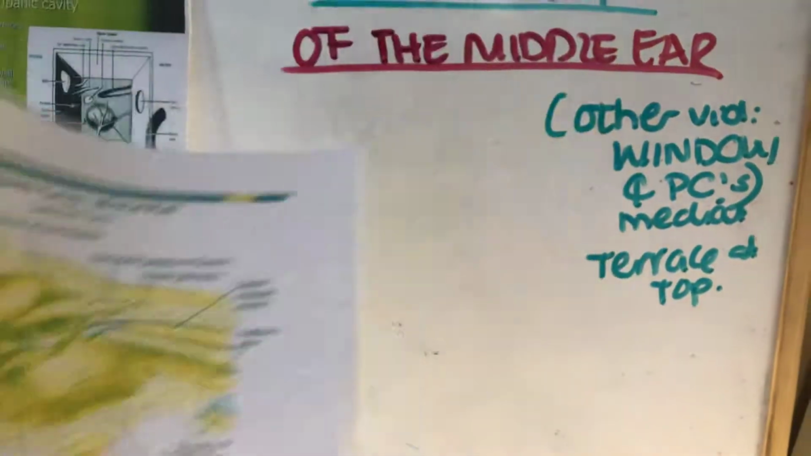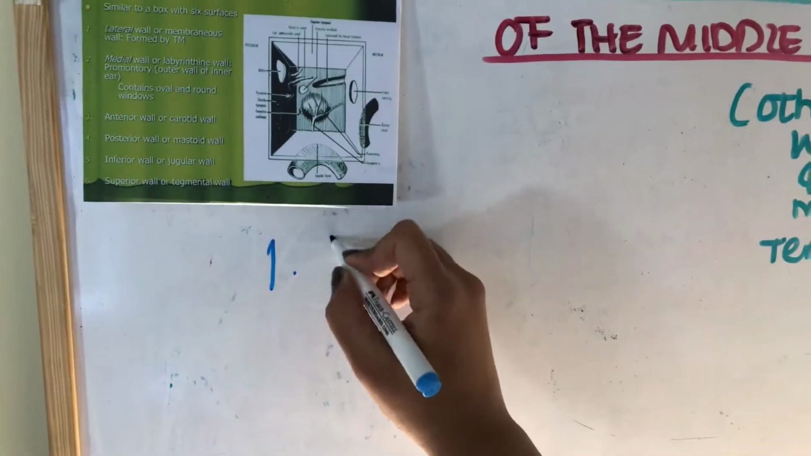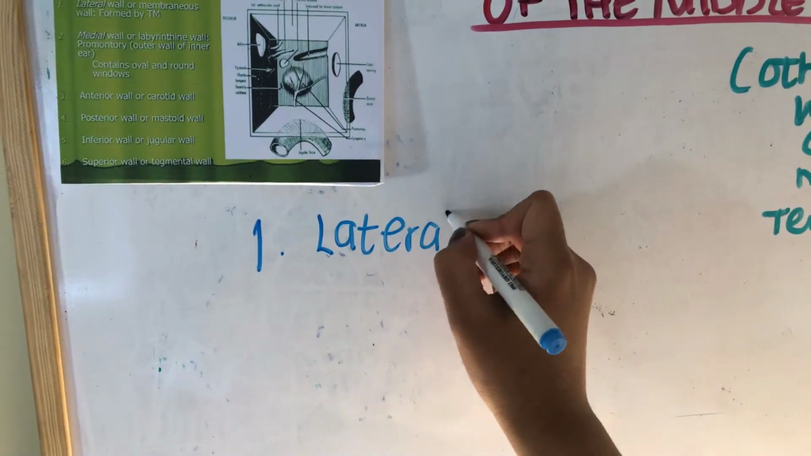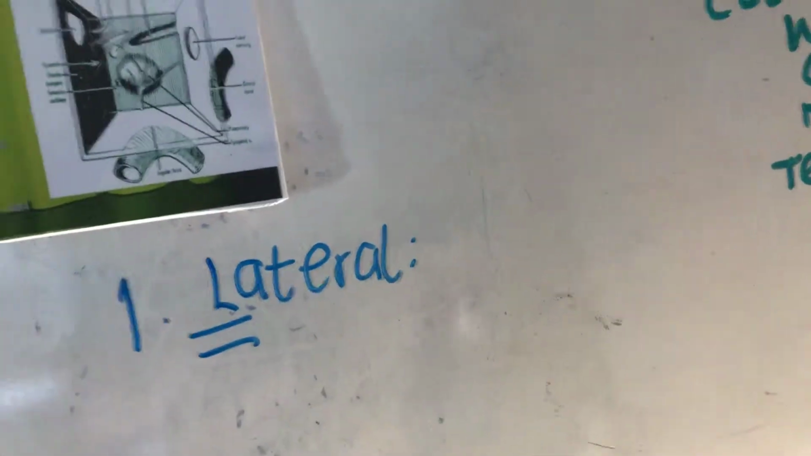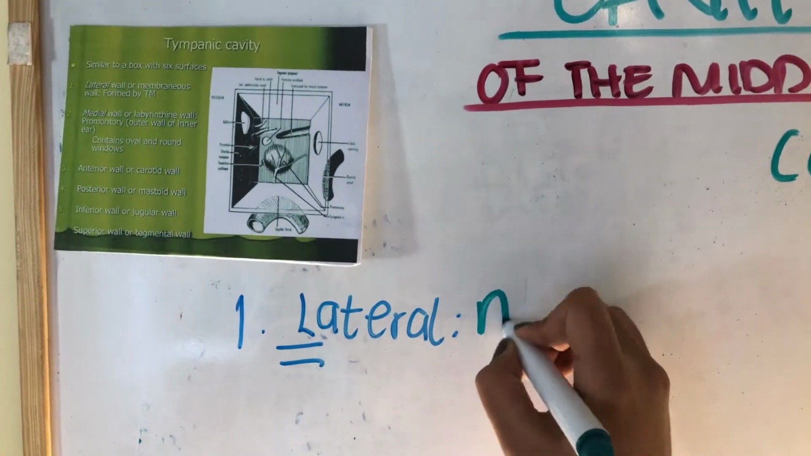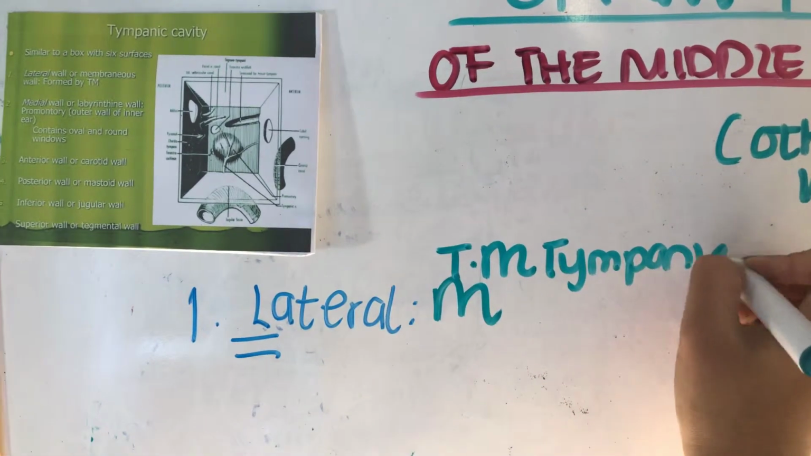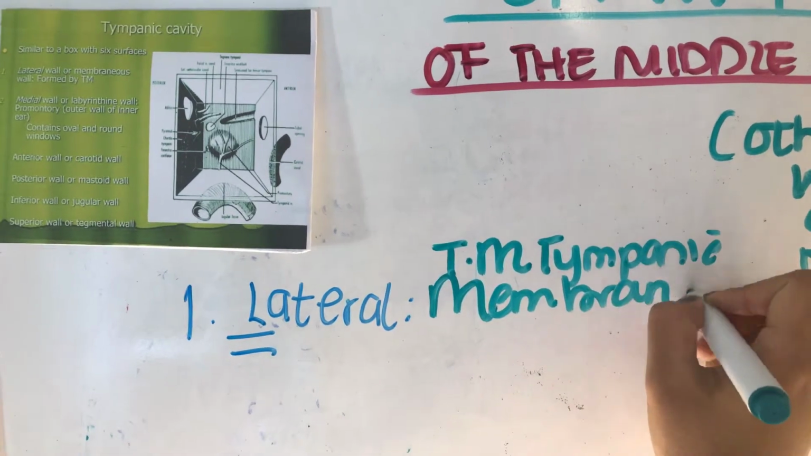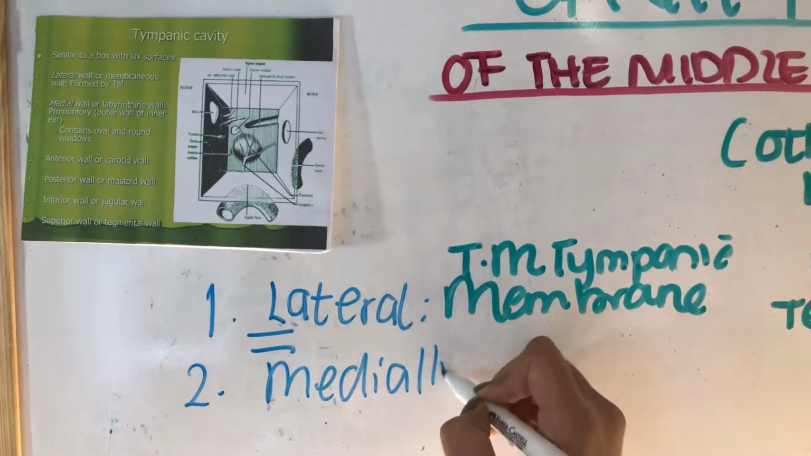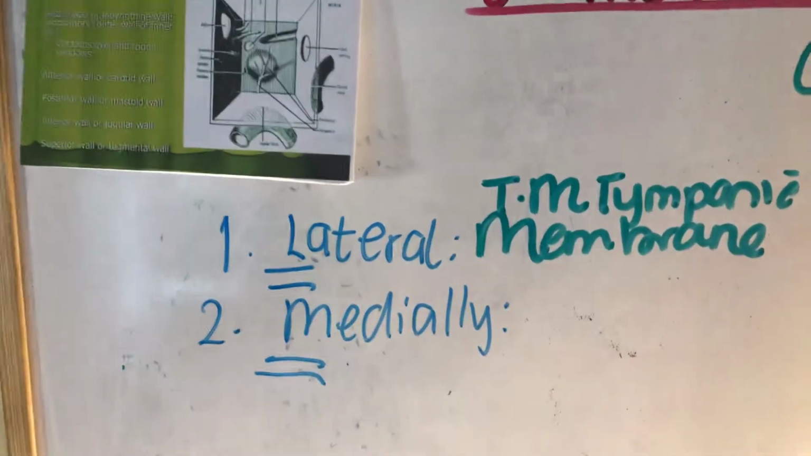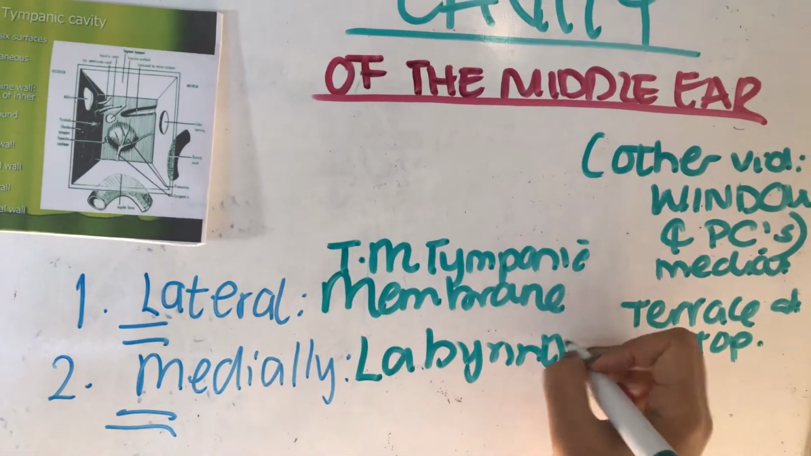Okay, so this is the interesting part. So let's talk about its 6 walls. So let's first talk about the lateral wall. Now, even though lateral starts with L, I'm going to say M. So laterally is located the membrane, or the tympanic membrane. And then medially located, this is M, but I'm going to go to L. Do you see what I did there? Okay. It's the labyrinth wall, and this is part of the temporal bone.